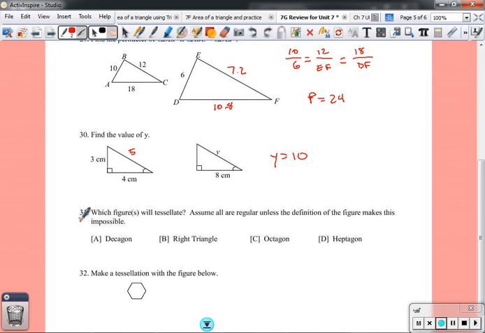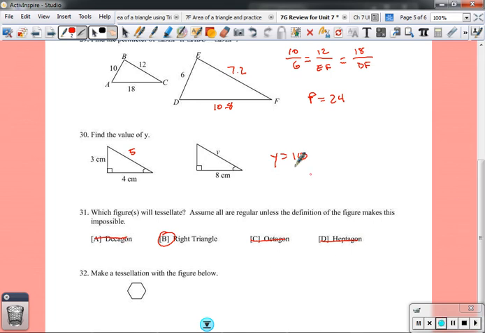Which figures will tessellate? Assume all regular unless the definition of the figure makes this impossible. Heptagon, 7-sided, doesn't tessellate. Octagon, doesn't tessellate. Right triangle, does tessellate. Decagon, does not.